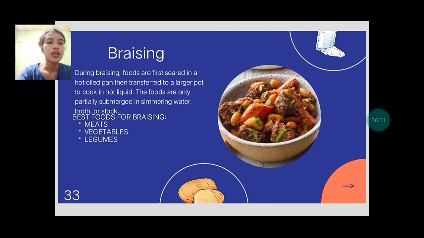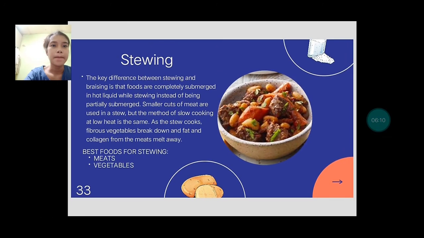So what are the foods for braising? These are meats, vegetables, and legumes. This is the best food for braising. Okay, the next slide talks about stewing.